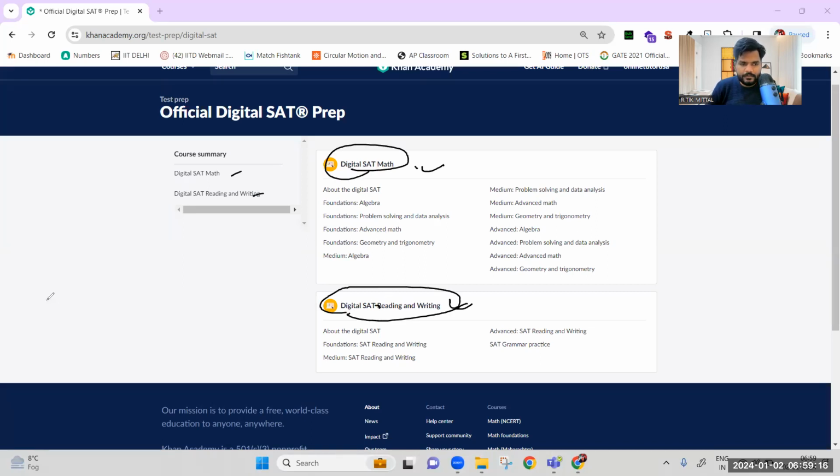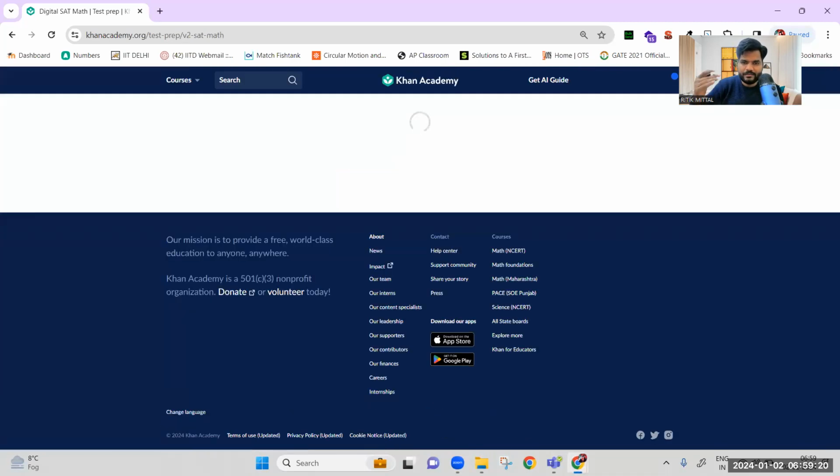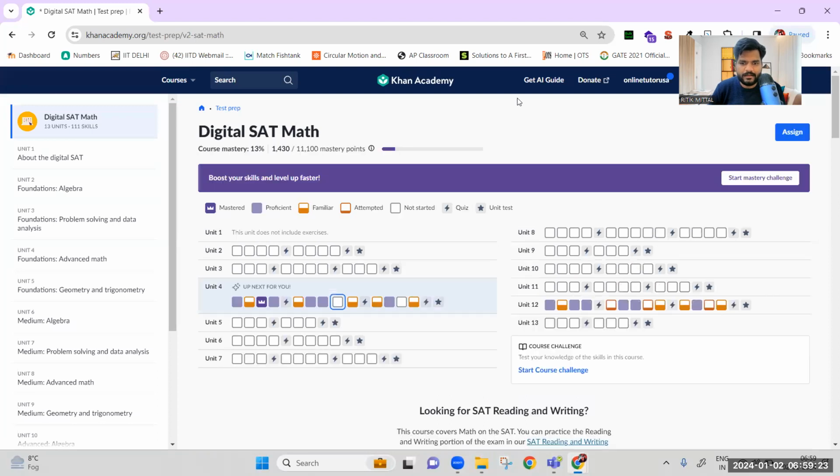Okay, now see how it works. Let's say I click on digital SAT math. Now these units will appear in front of you. So a total of 13 units are there. You can see there are 13 units, from unit number 1 to unit number 13.